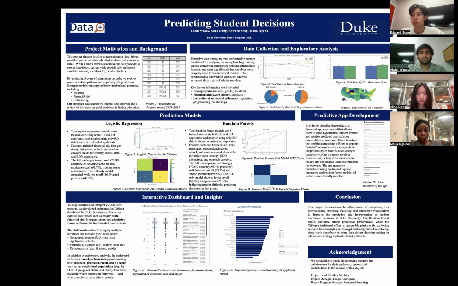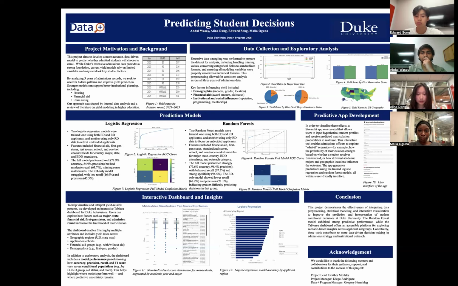We built two interactive tools to visualize our findings. Firstly, we built a Streamlit app, which lets users simulate different student profiles, for example, with varying income, major, or aid level, and see predicted yield outcomes in real time. This allows admissions officers to explore what-if scenarios. For instance, how would changing a financial aid offer affect a student's decision to enroll?